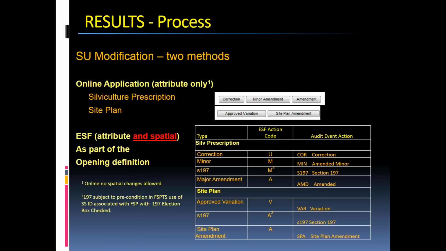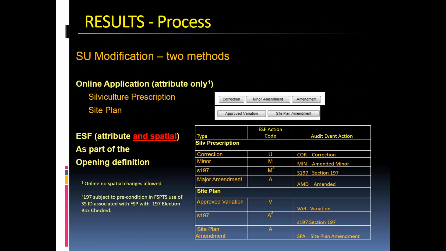So now we're going to just talk about the types of documents we have in RESULTS. When we deal with RESULTS, we have two methods of making changes to a standards unit: we have the online capability and we have the ESF capability. When we deal with online, whenever you're making changes online, you're essentially making changes to the attributes. So there are no changes to any maps.